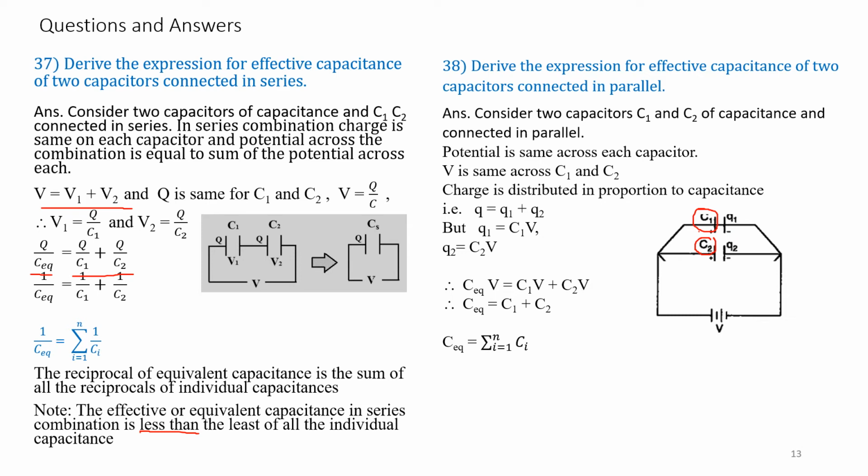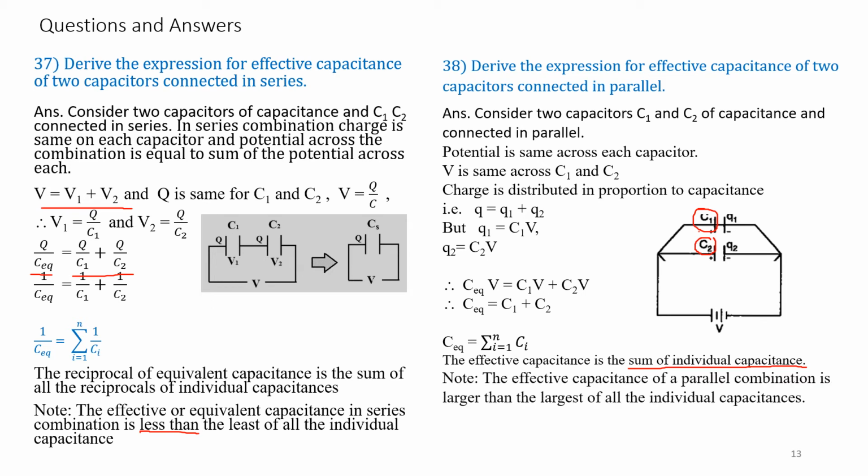capacitance in parallel. So that can also be written as C equivalent is equal to the summation from i equals 1 to N of Ci. The effective capacitance is the sum of individual capacitances. In the previous case, it was the sum of reciprocals of the individual capacitances.